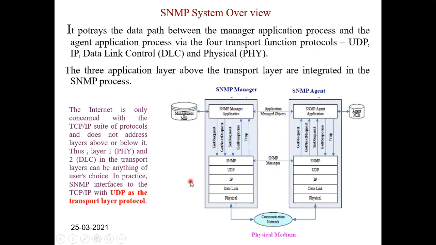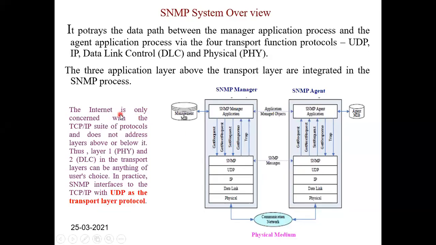Now we have the 3 application layers. This part is my transport layer, because these are the transport layer protocols. Now the layers above the transport layer are the 3 layers, and those are integrated into this SNMP process. So when I write SNMP over here, this SNMP has all the above 3 layers, that is the application, session and presentation layers, all 3 integrated in this particular layer. We expect all this explanation when you are answering the architecture.